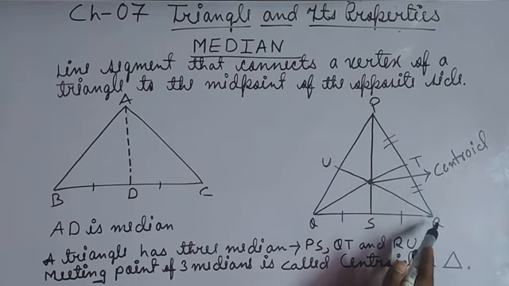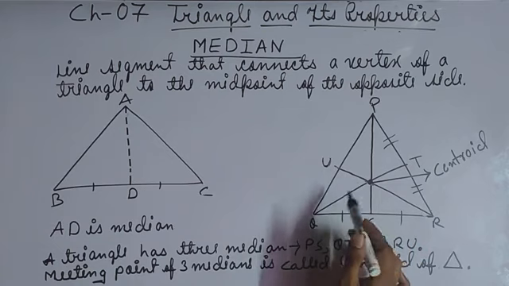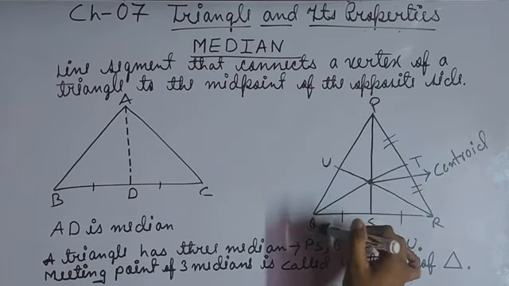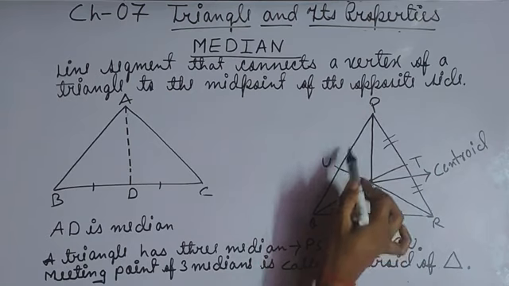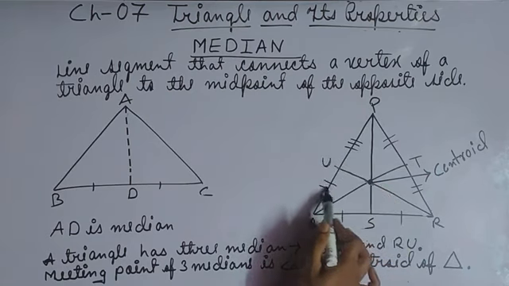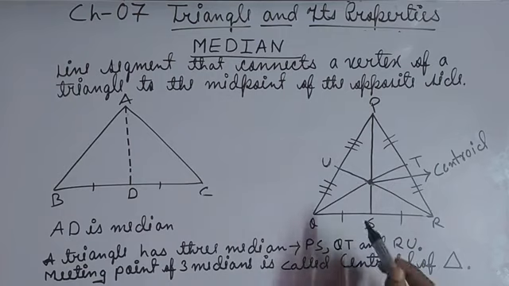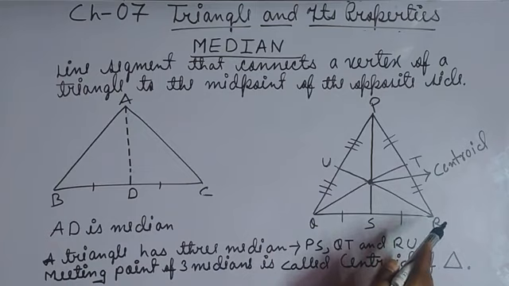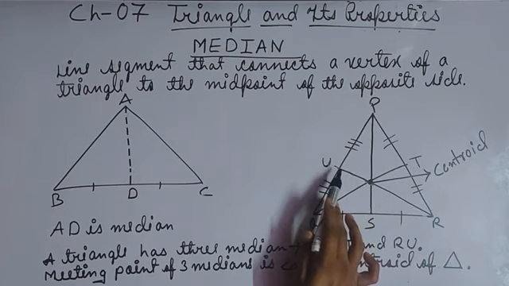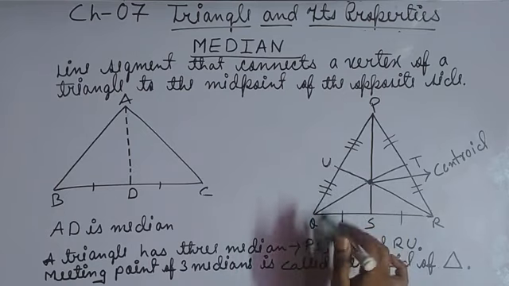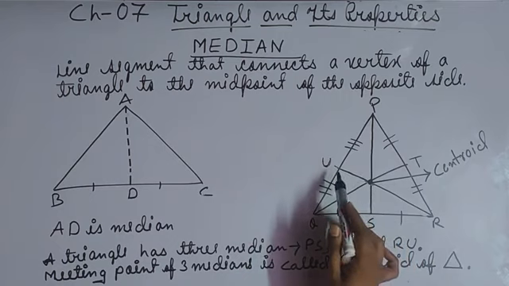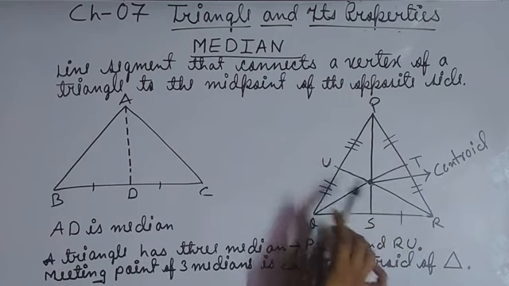In the same way, another median, that is the third median of this triangle PQR, is RU, which is connecting the midpoint of side PQ to the vertex R. So PU and QU will be equal, because this U is the midpoint of PQ and this RU is the median. Why is it a median? Because it is a line segment that is starting from a vertex and ending at the midpoint of the opposite side. The midpoint of the side opposite to R, that is U, is connected by a line segment. That line segment is your median.